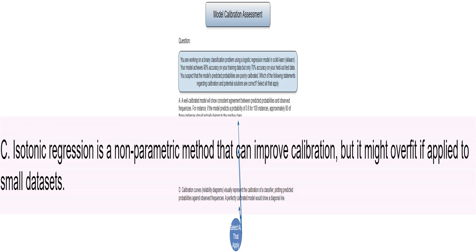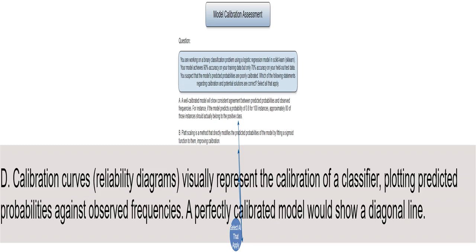It's really flexible, but with limited data, it can learn the noise and overfit. I'm describing calibration curves or reliability diagrams, which help us visualize how well calibrated a model is. We plot predicted probabilities against the actual observed frequencies. A perfect model shows a diagonal line. Points away from the diagonal mean less perfect calibration.